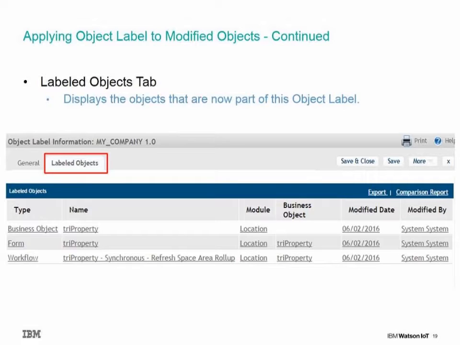So now, if you click the Labeled Objects tab, you will now see all the objects with this label. You will notice the 3 objects that you now see with this new my_company 1.0 label. These were the same 3 objects that previously had the object label in progress. Additionally, when you go to the individual object definition, you will see that the object now belongs to this object label.